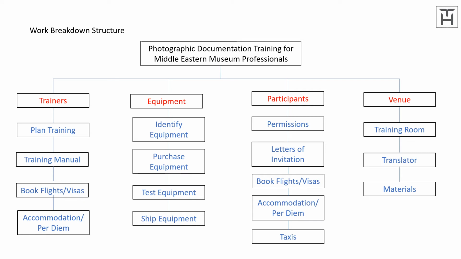So returning to the work breakdown structure I showed you for our heritage project, the photographic documentation training, this is the WBS that we came up with. And as you can see, the tasks are clearly laid out. Now we're going to be mainly concerned with the lower down tasks. That's the nitty-gritty of the project, and those are the ones in blue.